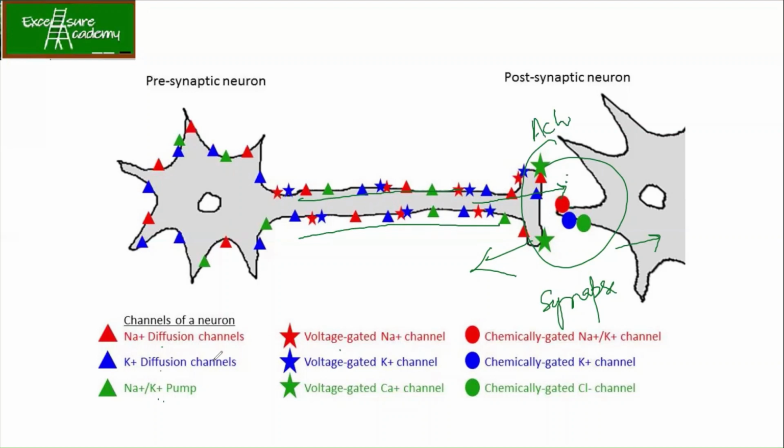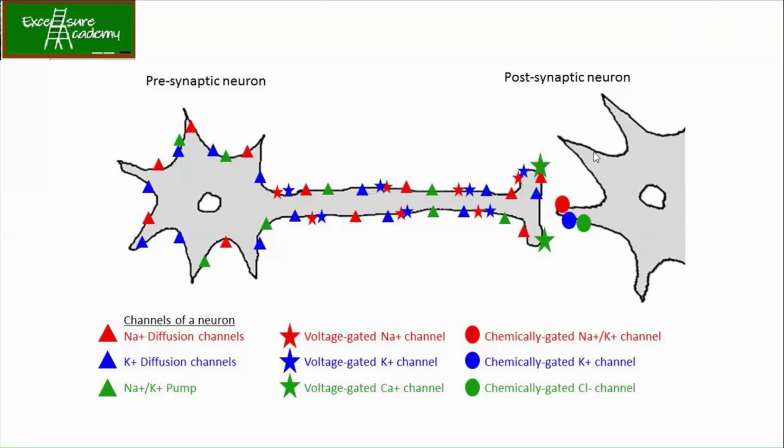Just as we discussed yesterday, it is based on the gradient. Na plus is more where, K plus is more where? So they are just simply the diffusion channel, and they'll try to attain the equilibrium. Okay, you got a little idea. So slowly we'll come to know. Once we start learning about all these channels, then the entire picture will become clear.